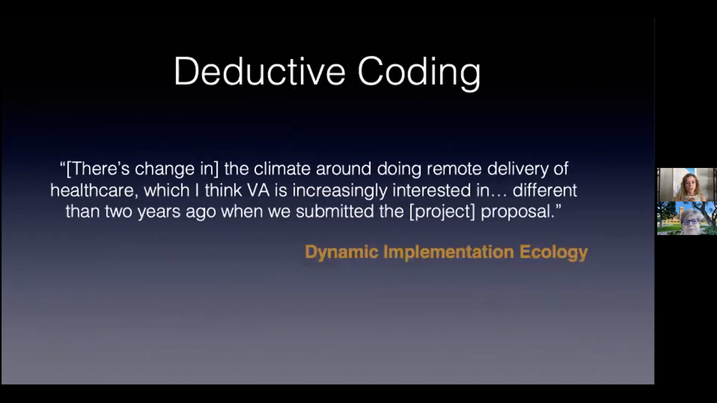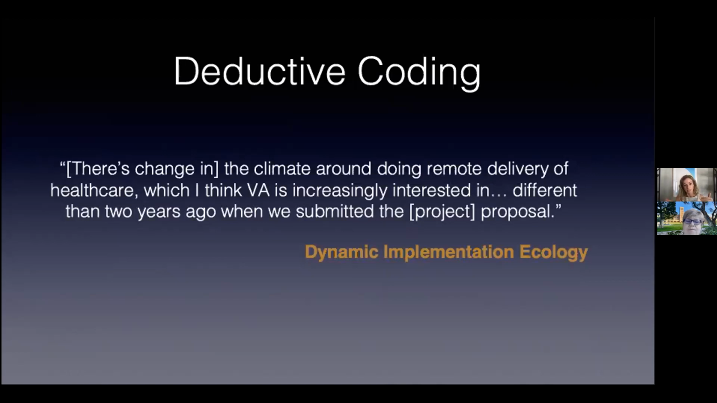The first way we ever used them, and I have found this consistently works pretty well, is deductive coding. We started out coding for things grounded in complexity science and in the dynamic sustainability questions around dynamic implementation ecology. You'll find they're not quite quotes, because these are from near verbatim notes. They're not exactly quotes, but things like there's change in the climate around doing remote delivery of healthcare.